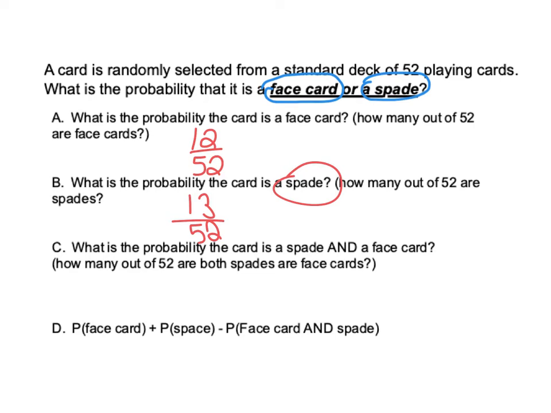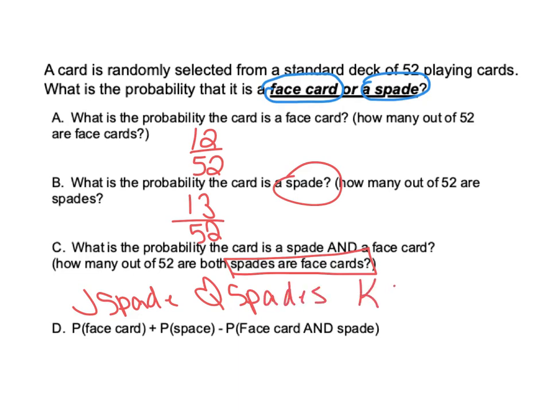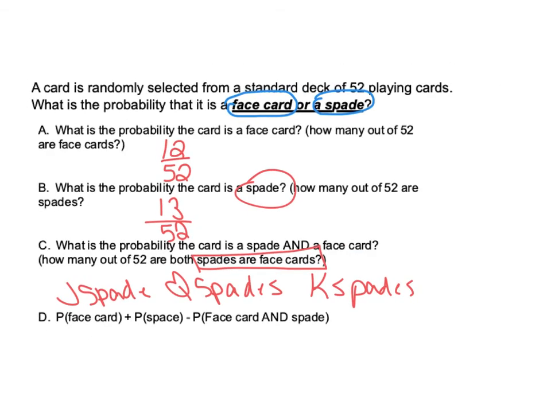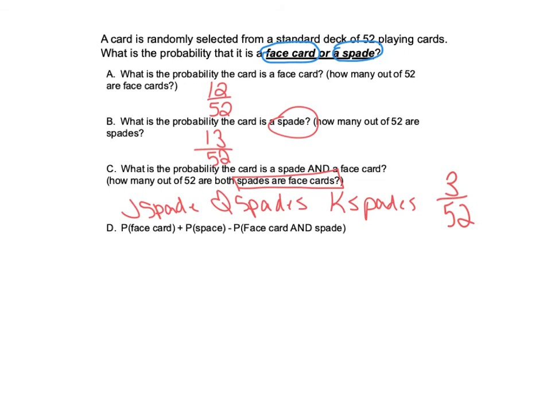What is the probability that it is a spade and a face card? How many cards are both spades and face cards? You'd have the jack of spades, the queen of spades, and the king of spades. So there are 3 of them that are both a face card and a spade. So those 3 are the ones, the 3 out of 52, that you can't count twice. So you're going to go ahead and subtract it back out.